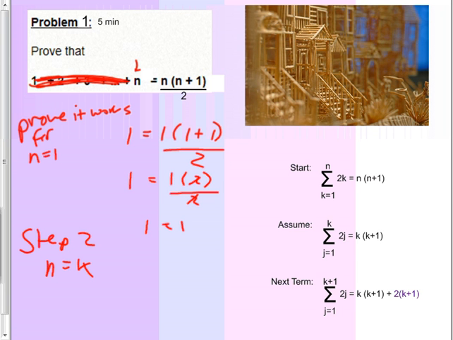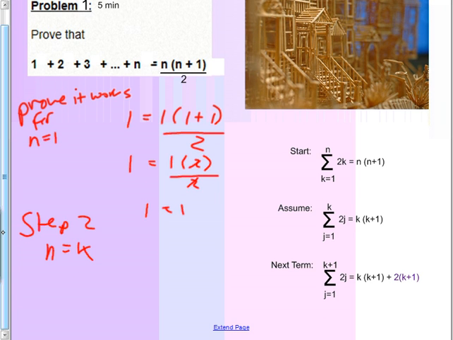Now all you have to do is rewrite the whole original problem, the whole thing, with a K. Jay, would you read that to me, please? No, the whole equation. There we go.